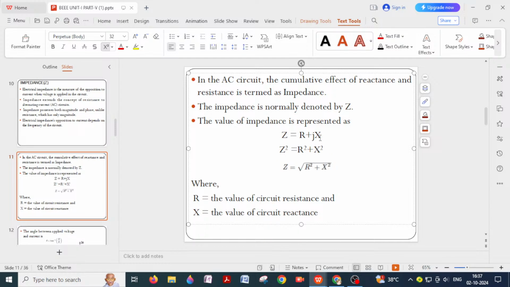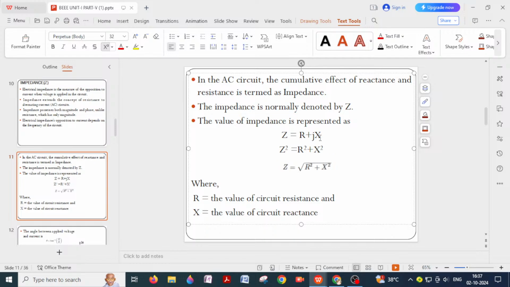Now you can represent this R and X in terms of vectors. This is my R vector, this is my X vector. R plus jX, the vector sum of R and X, is nothing but impedance. So you just draw a diagonal here, put a dotted line from X and put a dotted line from R, and wherever they intersect, that is our impedance. The length of this diagonal will give us the impedance.